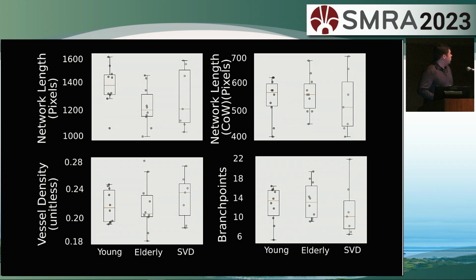I tested a number of different parameters to see if we could make any conclusions about different vascular structure over the course of aging and in disease. This was quantified via an ANOVA, and we didn't see any differences across any of the parameters here. Network length is the sum of all of the vessel center lines, and I also cropped that into the circle of Willis as well. This could either be because there's no measurable effect, or because the individual patient variance is larger than the effect size that I'm trying to measure.